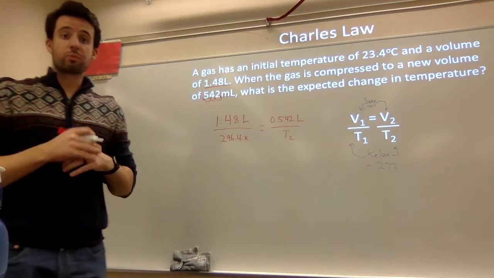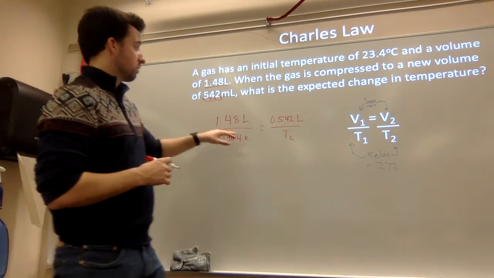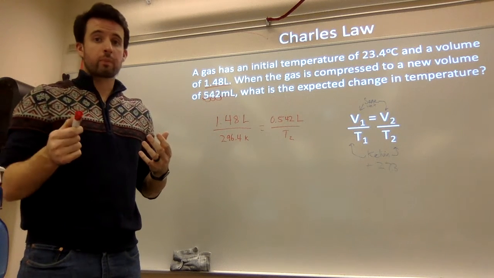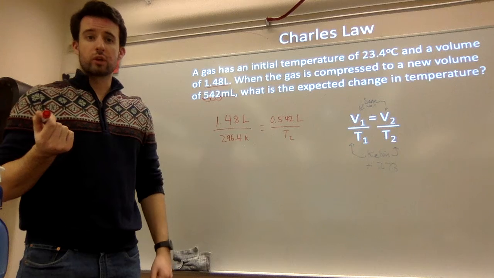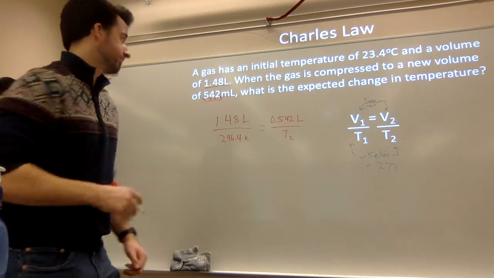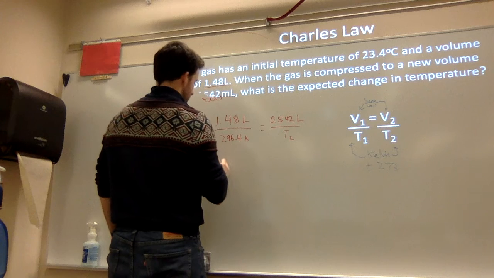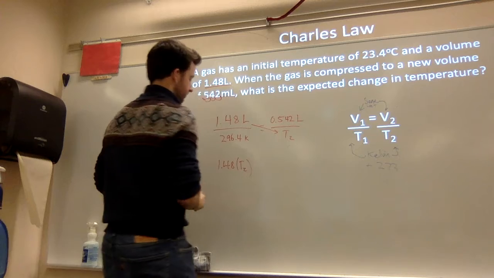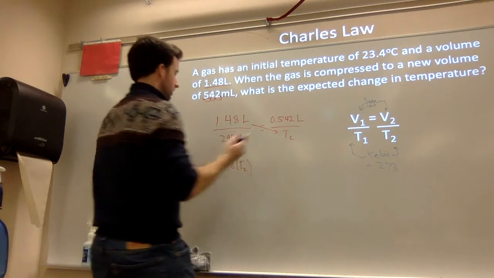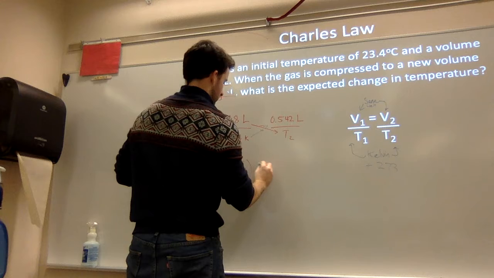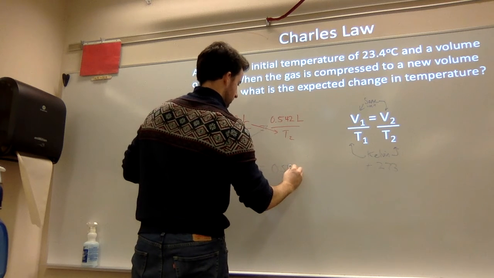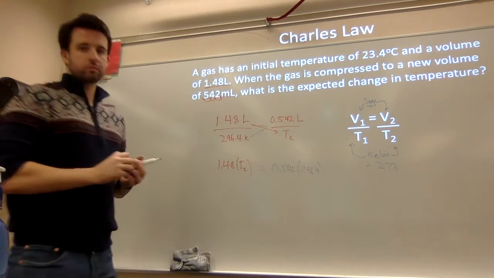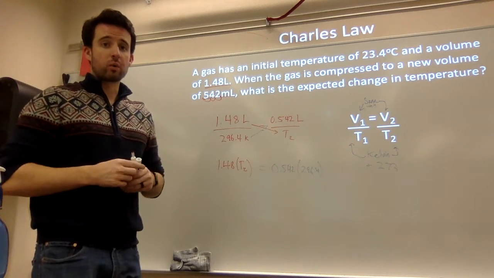Now, this is a problem like you've seen before in math class. You got numbers on top and numbers on bottom. How do you solve it? Answer is cross multiply, then divide. You ready to cross multiply, then divide? Let's do it. So 1.48 times T2, that's my one way of crossing. And then crossing the other way, we're going to get 0.542 times 296.4. Cross multiply, now all we have to do is divide.